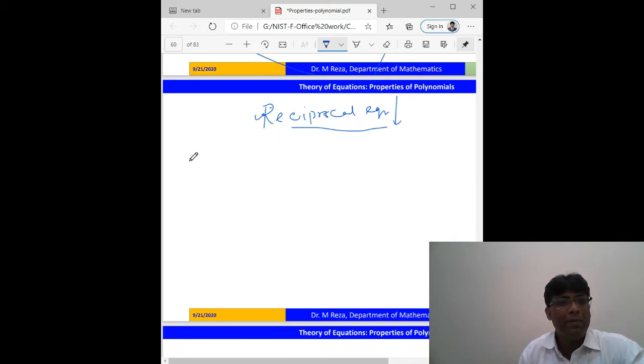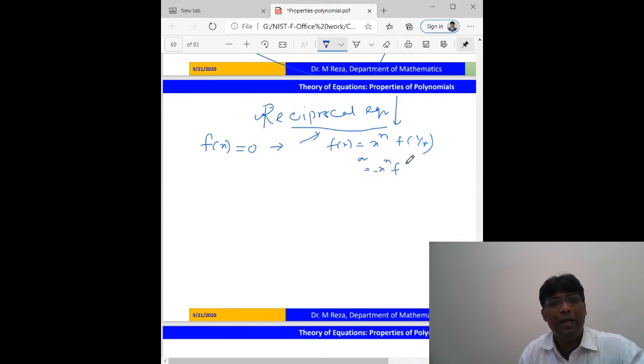What is happening? f(x) is a polynomial equal to zero, and this equation is a reciprocal equation. If it is a reciprocal equation, what is the property? The property is that f(x) can be written as x^n f(1/x), or as minus x^n f(1/x). If it is written like that, this is called a reciprocal equation. How will you know it? If you see the coefficients from the beginning and from the last, they will be equal.